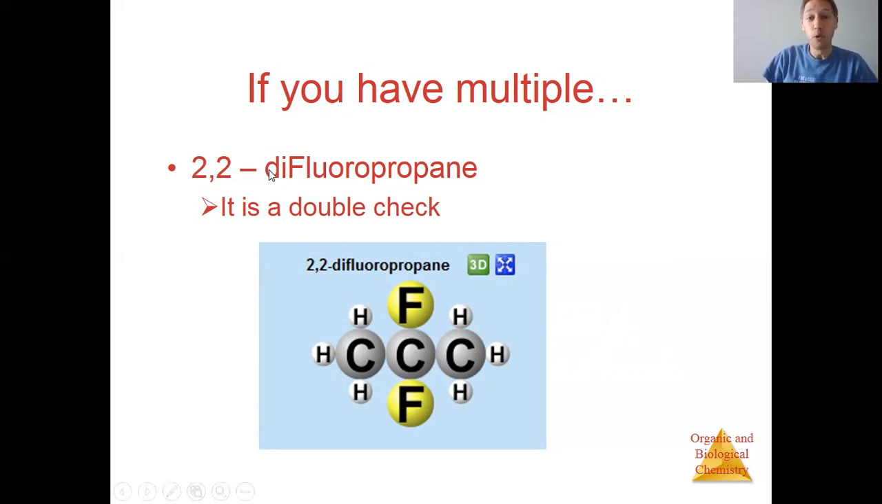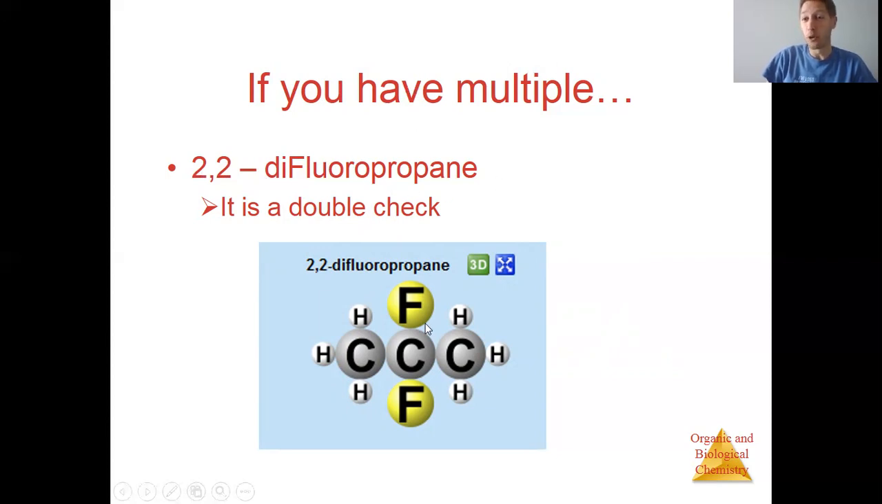So if you have 2 fluorines attached, you would say 2,2. What this is saying is that on the 2nd carbon, we have a fluorine, and on the 2nd carbon, we have another fluorine. And as a double check, we put di here. So di is just a double check saying, hey, you should have two numbers here. So 2,2-difluoropropane.